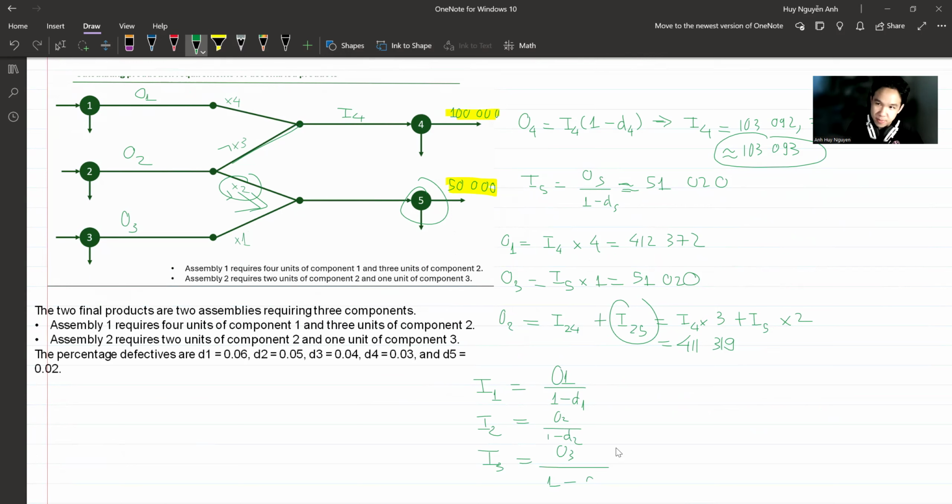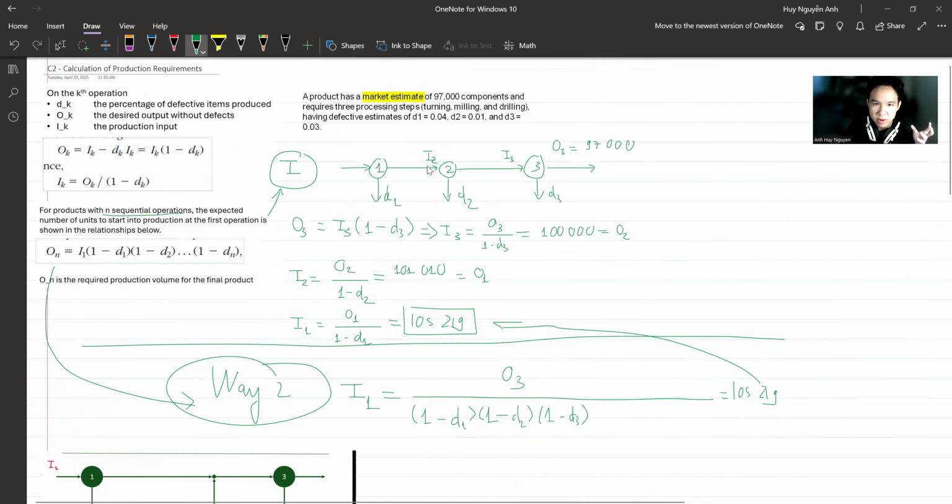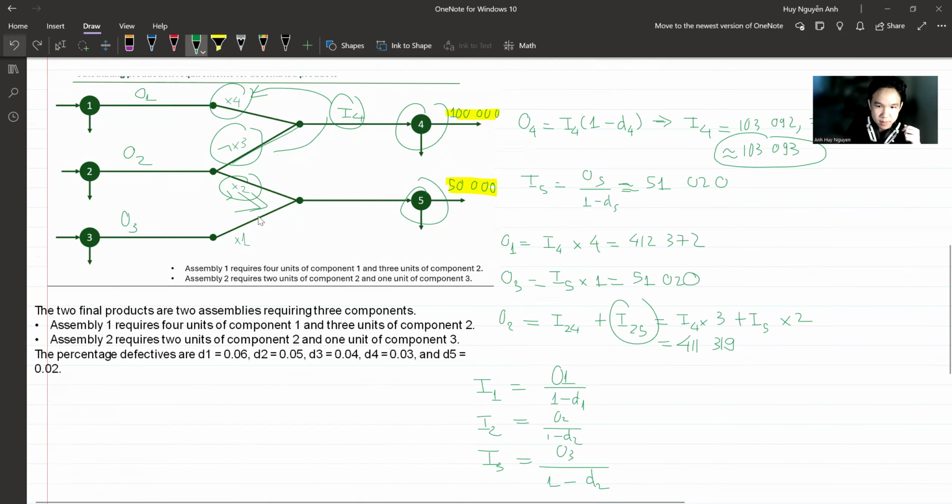So yeah, that's it. This is how you calculate the input of a production process that has assembly parts. The tricky part here is that to make these final products, you need multiple components, so you have to multiply by these factors. It's not as straightforward as the previous example anymore, so you need to keep that in mind.